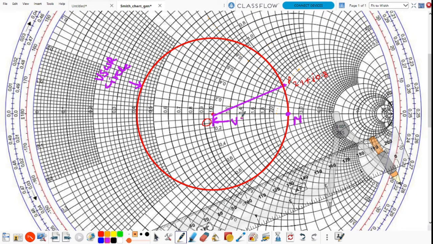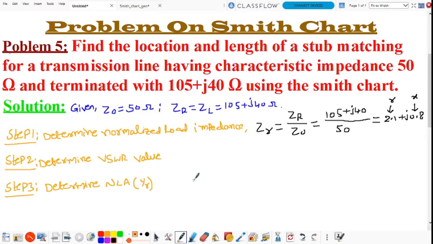And this is the VSWR value. Here the VSWR value is approximately 2.5. Next, second step, determine the VSWR value. From the Smith chart, the VSWR value is OM, so OM is approximately 2.5.